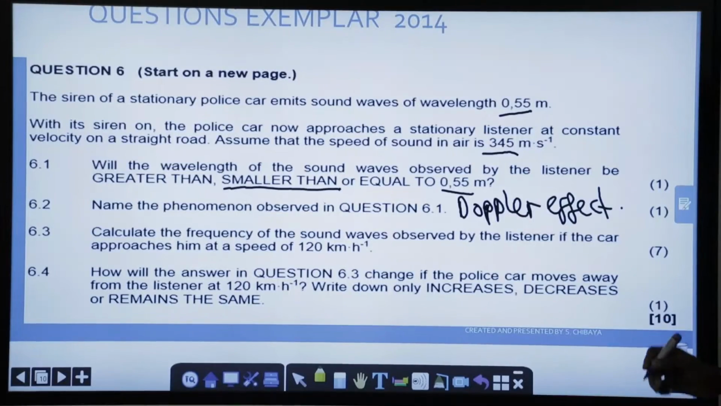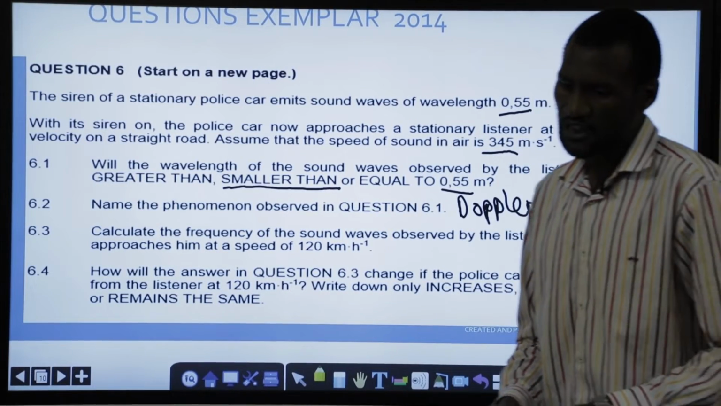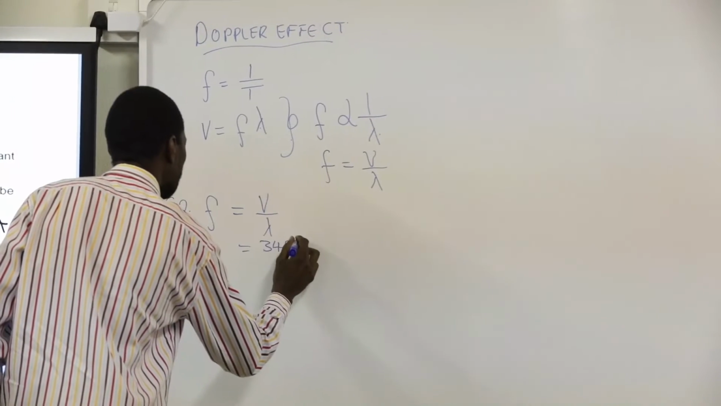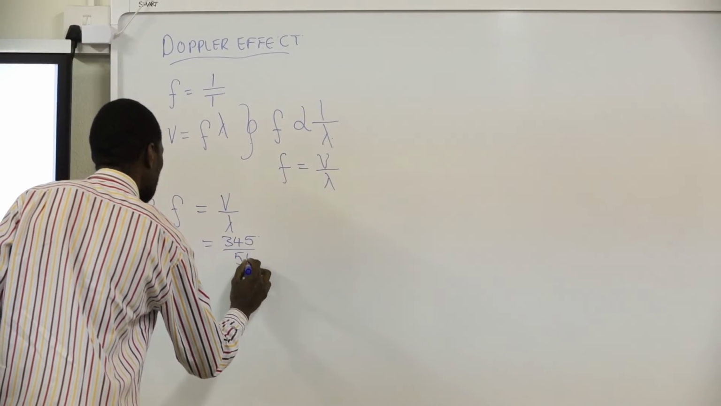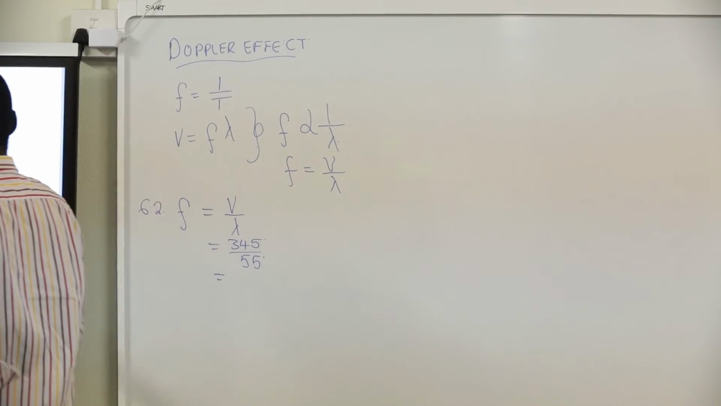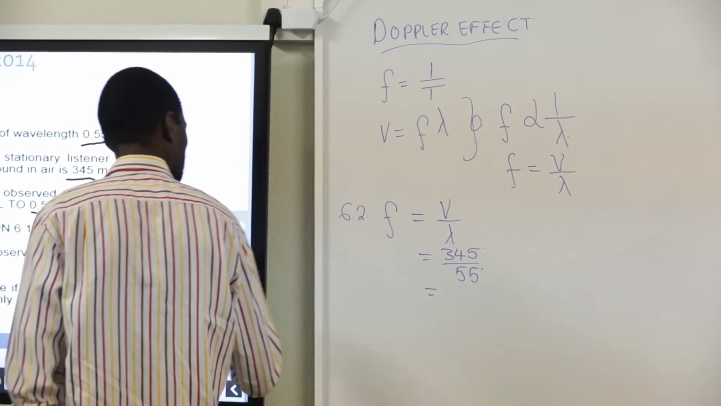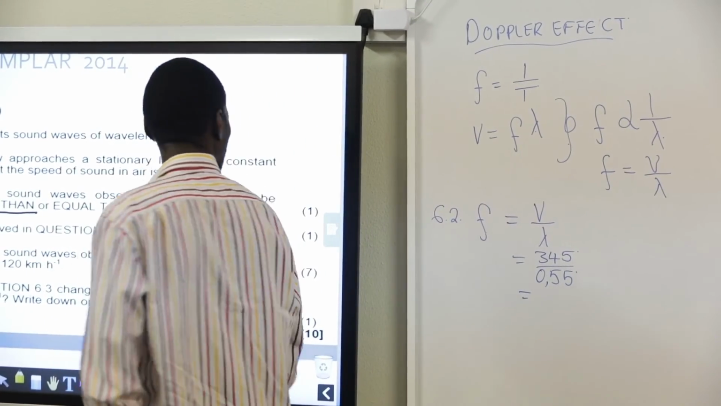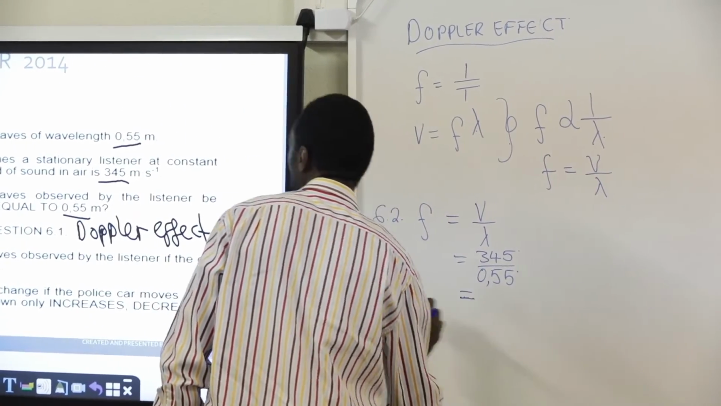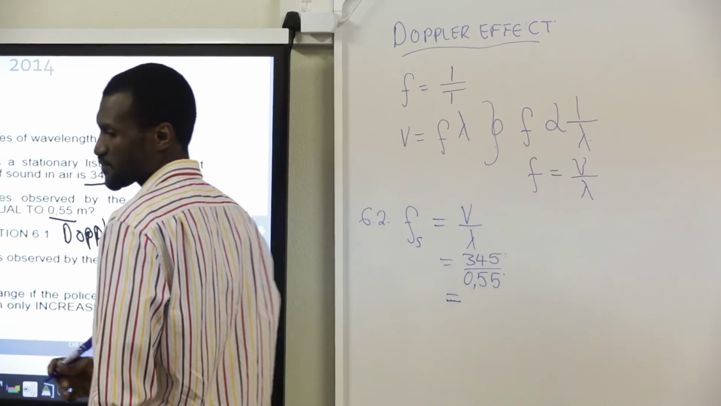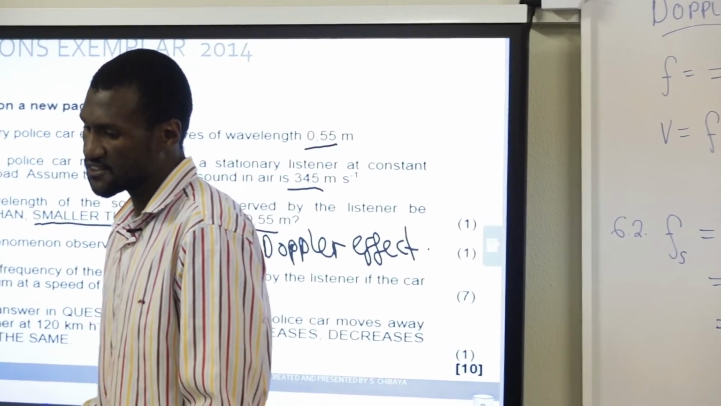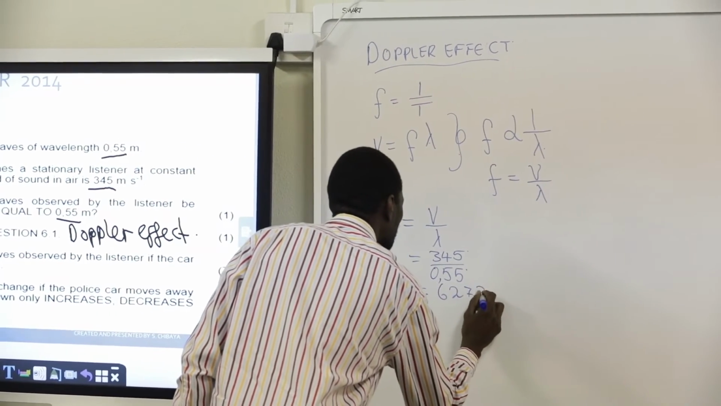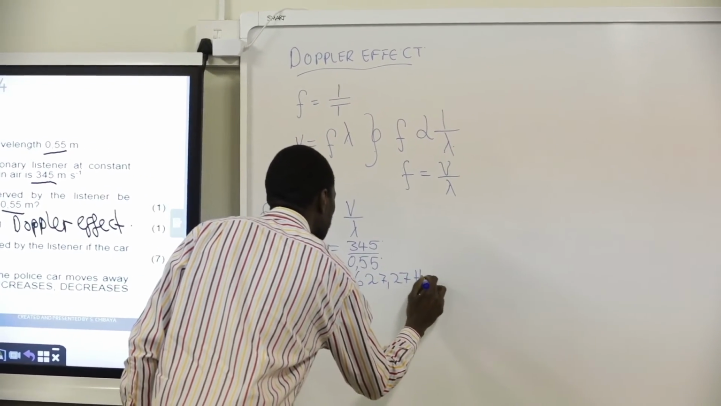So what is the value of our v? Our v is equal to 345, we are already given it, divided by 0.55. That will give us the value of the frequency. This is the frequency of the source. So our frequency of the source is a value of 627.27 hertz.